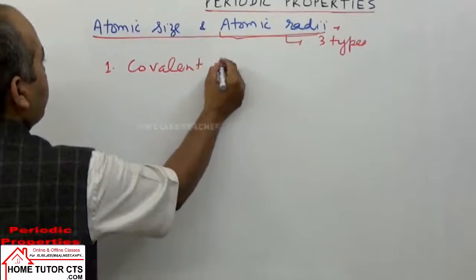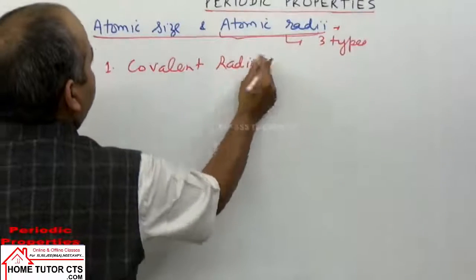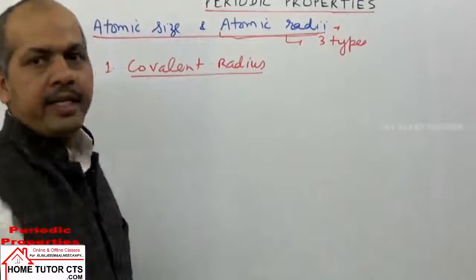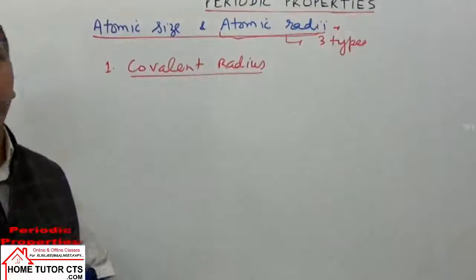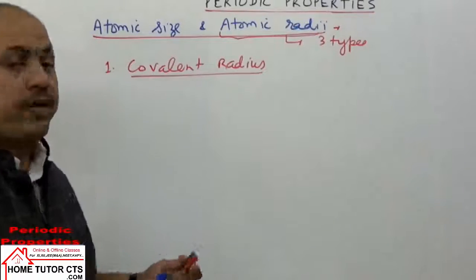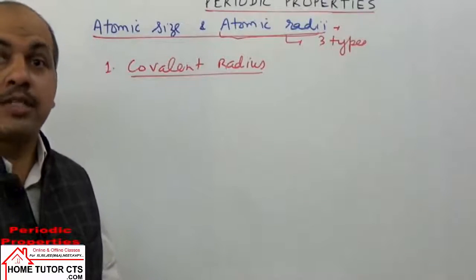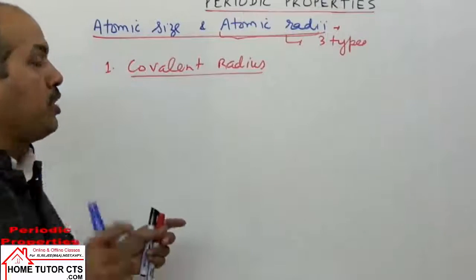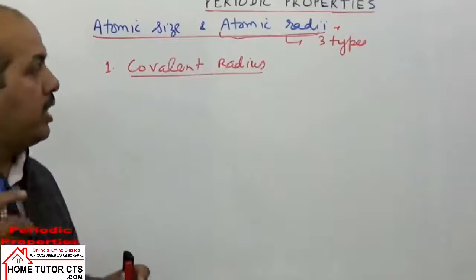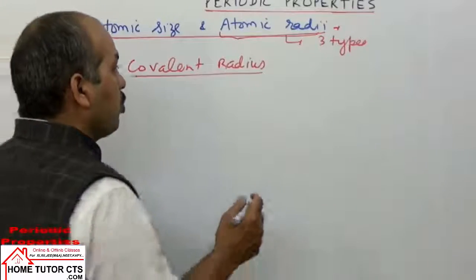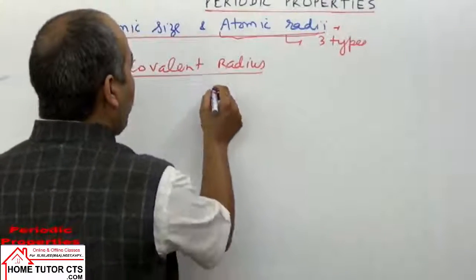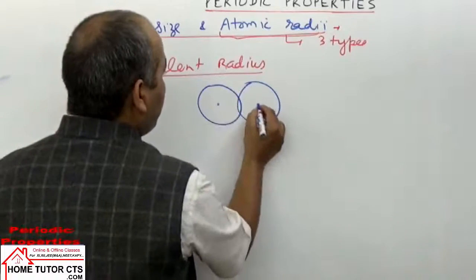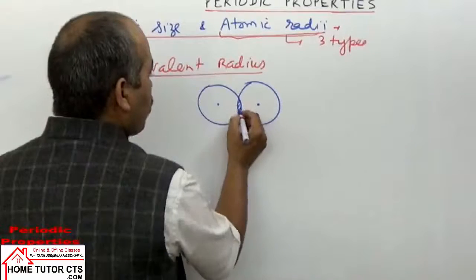What is covalent radius? It can be taken in molecules which have covalent bonds. For measurement of covalent radius, we take atoms of the same element having covalent bonds. If I take a molecule, what happens in molecule formation? Overlapping of the electron cloud, that is electron sharing.